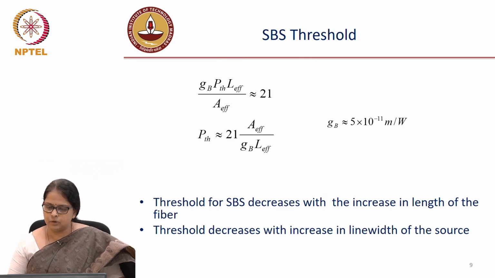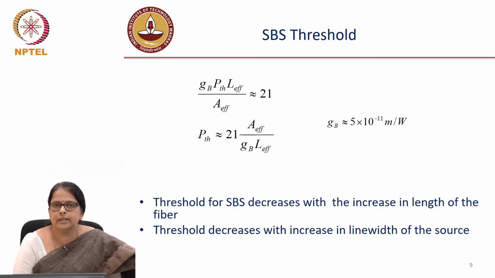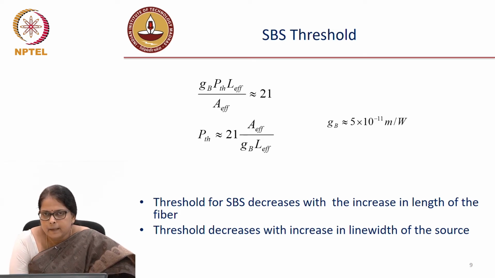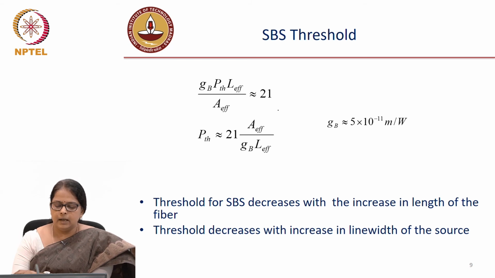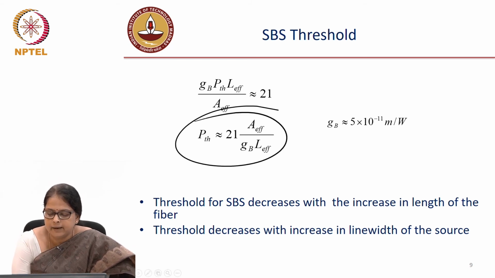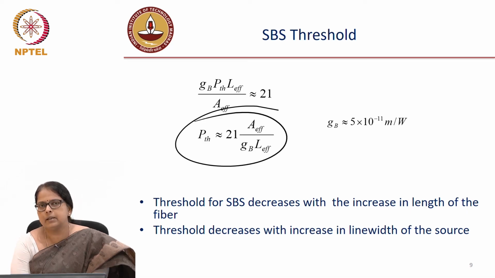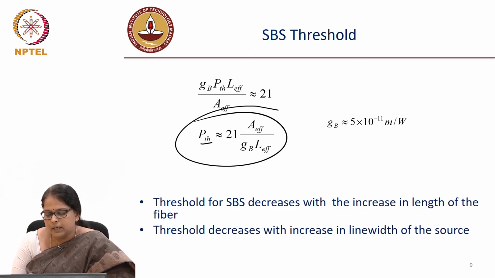The next thing is to look at the threshold, the SBS threshold. We already told you how to understand the process of conversion from spontaneous to stimulated effect. It turns out that if you really work out the math, the threshold power corresponds to approximately 21 multiplied by effective area divided by the peak gain multiplied by L effective, right? So we are not deriving this, but we will understand that the threshold is directly proportional to the area.